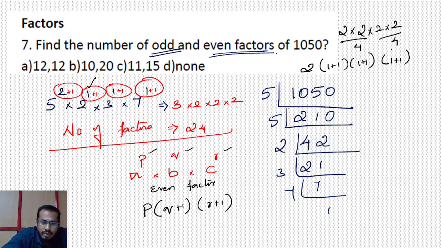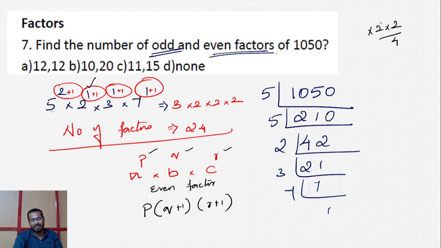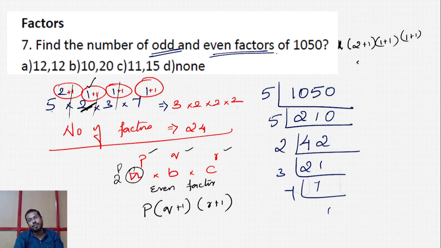For even factors, sorry, I took the wrong one. Always keep 2's power as first. This A will be 2's power. 2's power should be P. If 2 is not there, take 3's power. So first write this. 2's power is 1. 1 into, then write 2 plus 1, then 1 plus 1, then 2 plus 1, then 1 plus 1, and one more 1 plus 1. Now you will get the right answer. 1 into 2 plus 1 is 3, into 2 into 2. 3 2s are 6, 6 2s are 12. So even factors is 12.